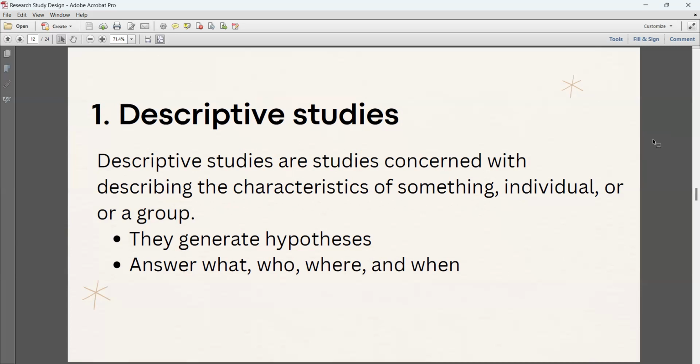A descriptive study, just as the name suggests, is basically concerned with describing the characteristics of something, an individual or a group. So they are used to generate hypotheses based on what we know. We can generate hypotheses from them, to be tested in another study design that I'm going to discuss after this. They are basically used to answer what, who, where, and when questions.